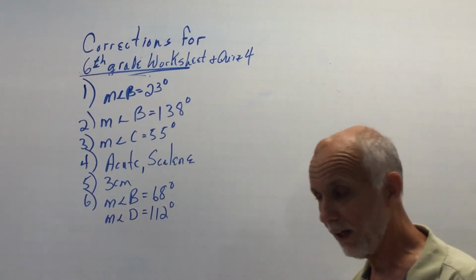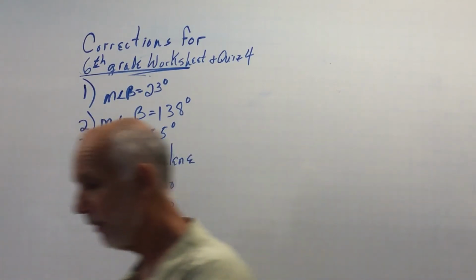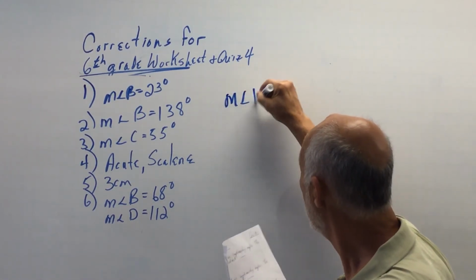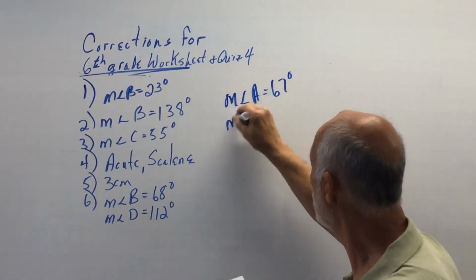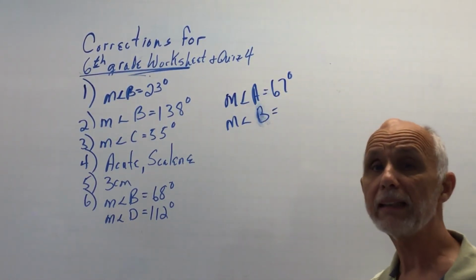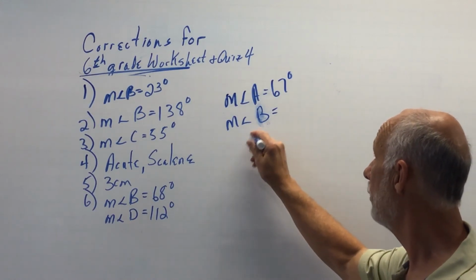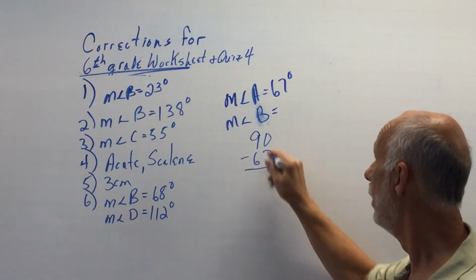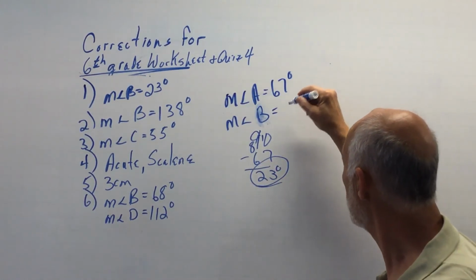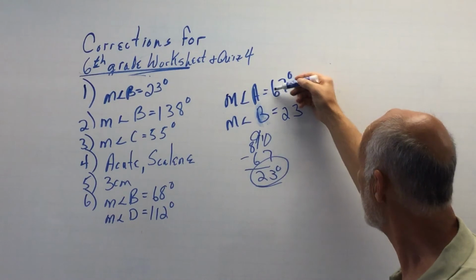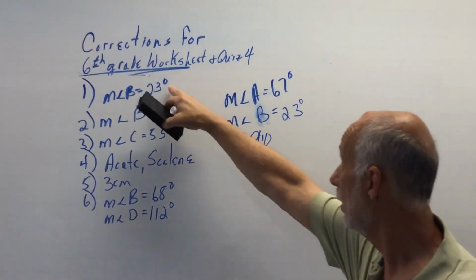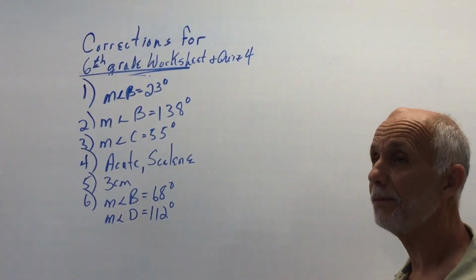Now, first of all, the first question said angle A and angle B are complementary angles, and the measure of angle A equals 67 degrees. And it wanted you to find the measure of angle B. And again, they're complementary angles, so that means they add up to 90 degrees. So if you know one of them, you take 90 minus the one you know, and that tells you that the other one is 23 degrees. If one of them's 67, the other has to be 23, because if I add these two together, they have to add up to 90. And that makes the answer to number one 23 degrees, because complementary angles add up to 90.